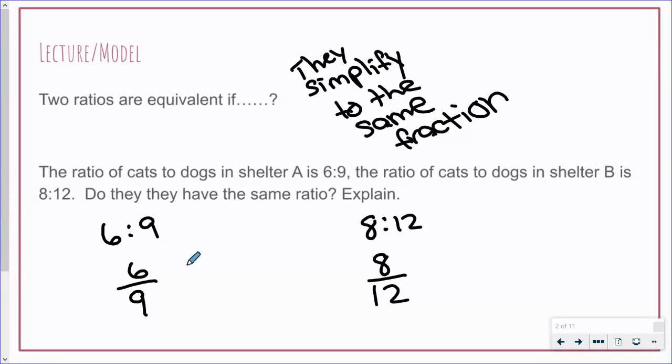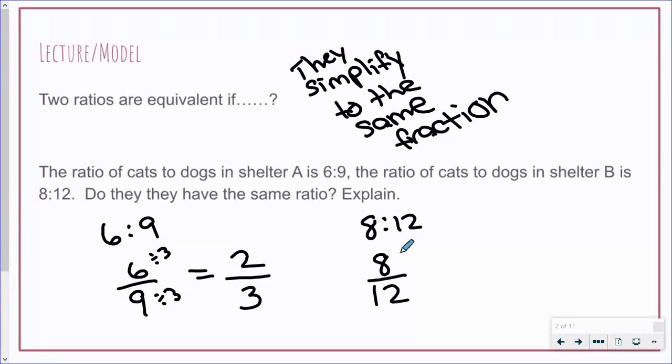So we need to simplify both of these fractions to see. I know that I can take out a factor of 3 from 6 and 9 because they are both divisible by 3. 6 divided by 3 is 2. 9 divided by 3 is 3. So the simplified ratio is 2 to 3.